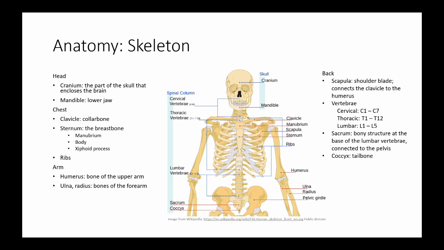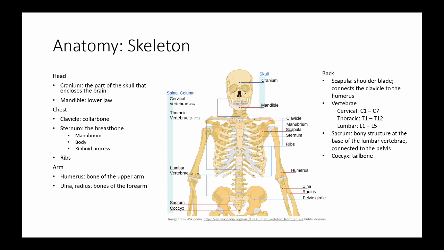The skeleton includes the cranium, which is the part of the skull that encloses the brain, and the mandible, which is the lower jaw. The chest includes the clavicle, also called the collarbone, the sternum, which is the breastbone. This includes three parts: the manubrium, the body of the sternum, and the xiphoid process, and the ribs, which together form the rib cage. The arm includes the humerus, which is the bone of the upper arm, and the ulna and radius, which are bones of the forearm.